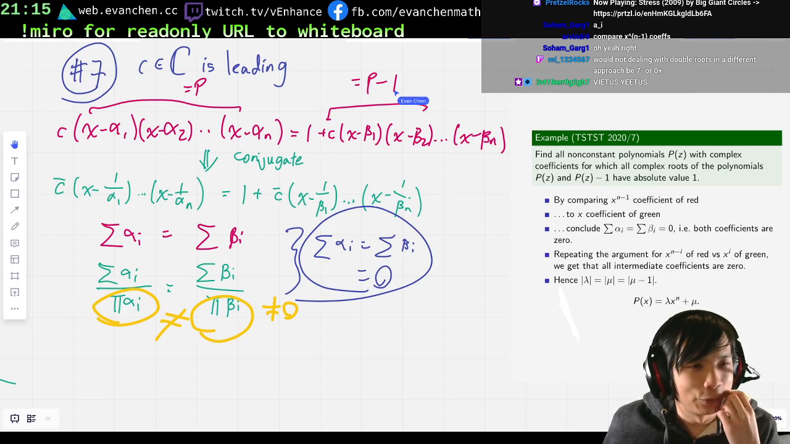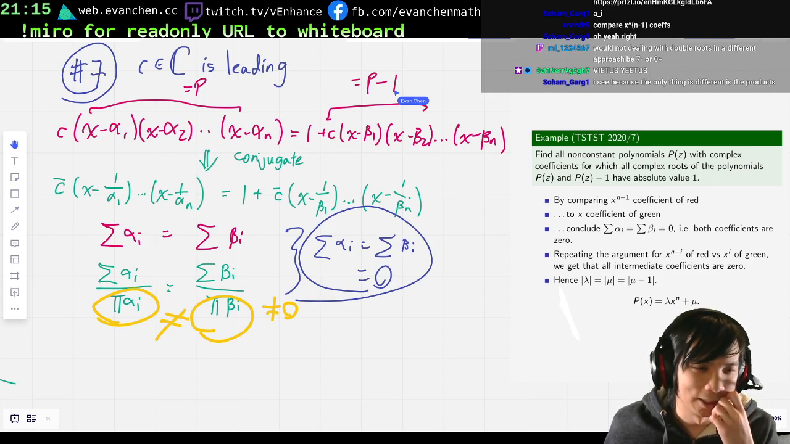We're not dealing with double roots in a different approach, be 7 minus or 0 plus. Honestly, I have no idea. Ask the... I'm not grading that problem. Thank God.